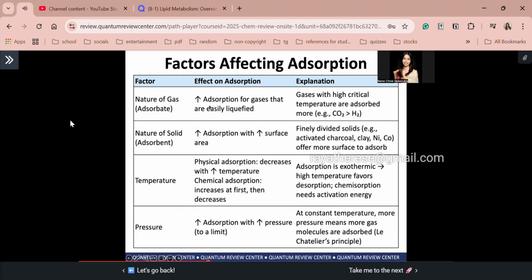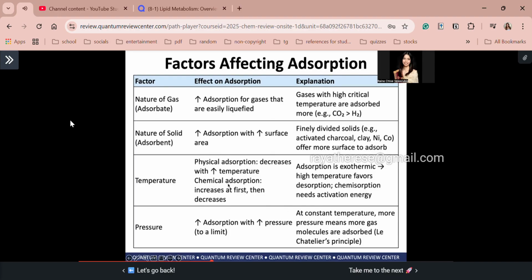Next, in terms of temperature, so again with physisorption, physical adsorption, it decreases with increasing temperature. Pero chemical adsorption, so generally, it increases at first. So as temperature increases, chemical adsorption increases. However, it attains a certain maximum. Kaya it will then eventually decrease. Okay? So again, the reason for chemisorption, that's why it has a different trend because it needs activation energy.